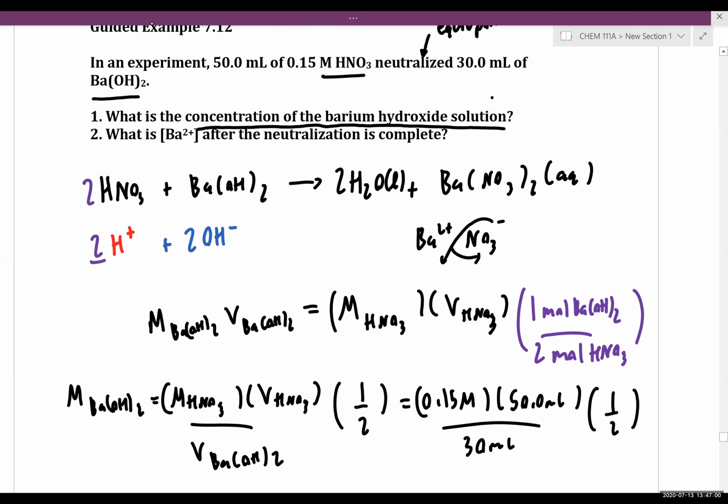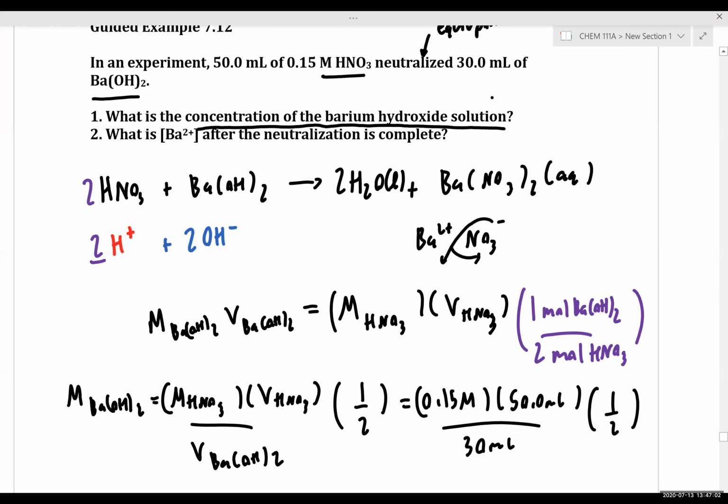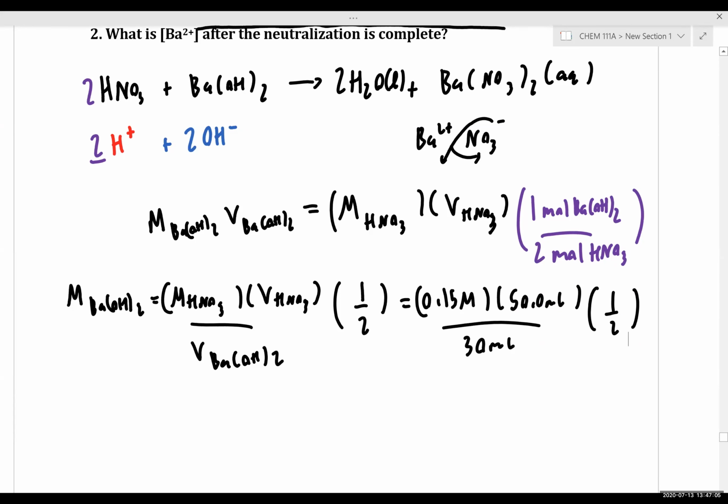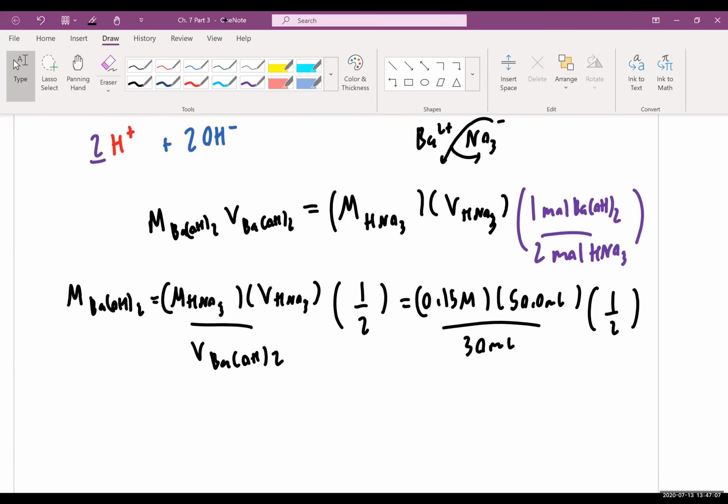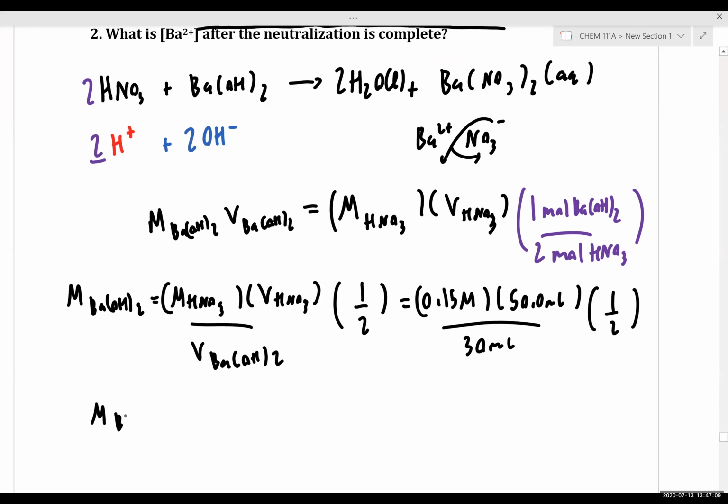And that in turn gives us the molarity of barium hydroxide. Let's punch this into our calculator now. So we have 0.15 times 50 over 30 divided by 2. That gives us a molarity of barium hydroxide of 0.125 molar.